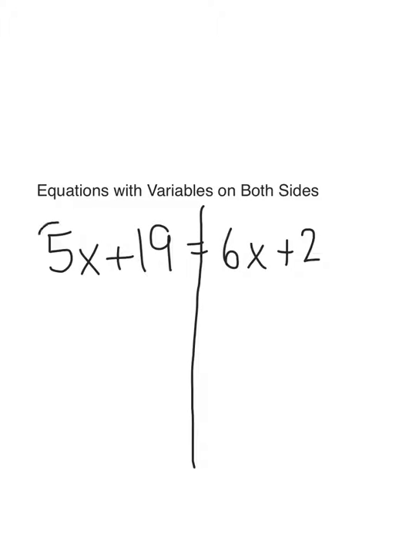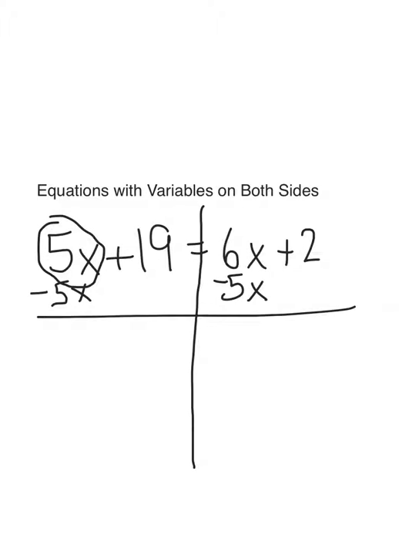I am going to start with the 5x and move it to the opposite side, so I'm going to do the opposite, which is subtract 5x. Okay, that will cancel off. It will leave you with 19 equals 1x plus 2.